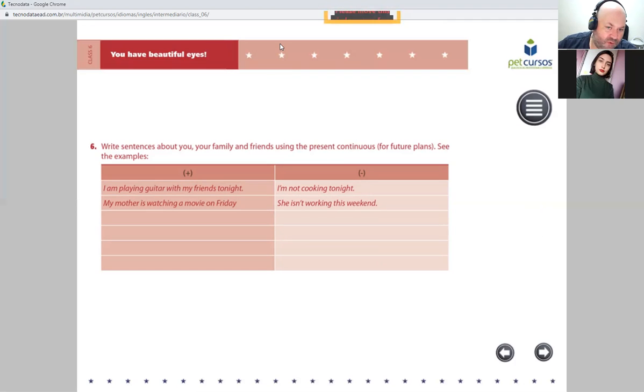Exercise 6. Now it's time for you to practice and writing your own sentences. Can you read the instructions for us, Natalie, please? Write sentences about you, your family and friends using the present continuous for future plans. See the example. Yes. Let's check the examples, please. I'm playing guitar with my friends tonight. I'm cooking tonight. My mother is watching a movie on Friday. She isn't working this week. Okay, very good. So I want 1, 2, 3, 4 positives, 1, 2, 3, 4 negatives.